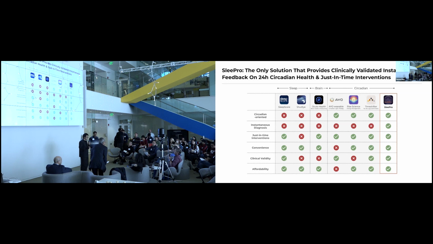Let me drill down on that for just one second. If I look at the last two columns, one of your competitors is all green except for one red check mark. So are you going to crush them on instantaneous diagnosis? And why is that such a big deal?